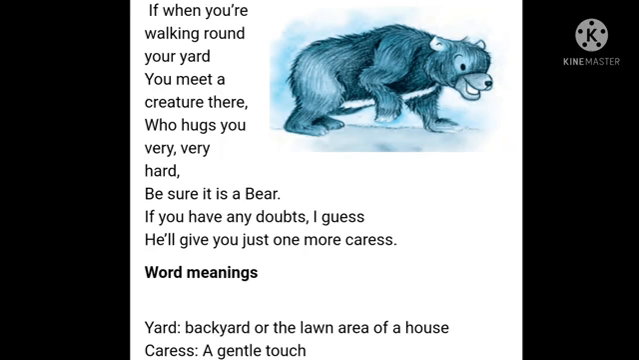In this stanza, the poet says that if you are walking in the lawn area of your house and you meet a creature which hugs you tightly, what is it? It is a bear. And she further adds that if you are still in doubt regarding whether it is a bear or not, the easiest way is that he will keep hugging and touching you very gently. And this act of his will make you sure about its identity, and you will come to know that it is a bear.